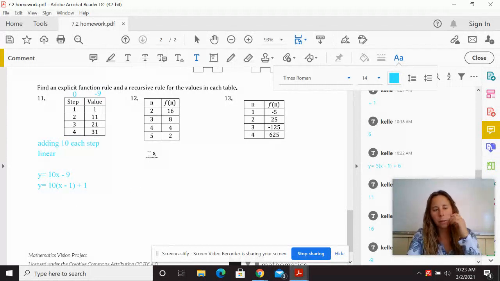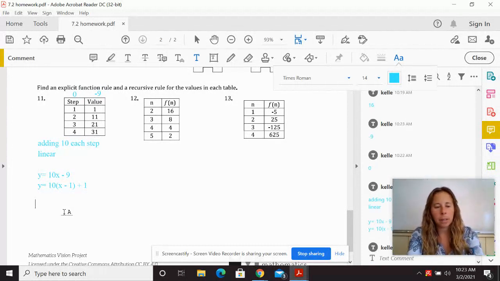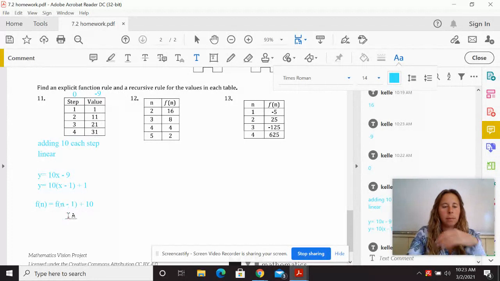Okay, number 12. Oh shoot, I didn't do recursive. I forgot about recursive. Recursive, f of n equals f of n minus 1, and then our pattern is we are adding 10. And then you need to write down where you start, f of 1 equals 1.